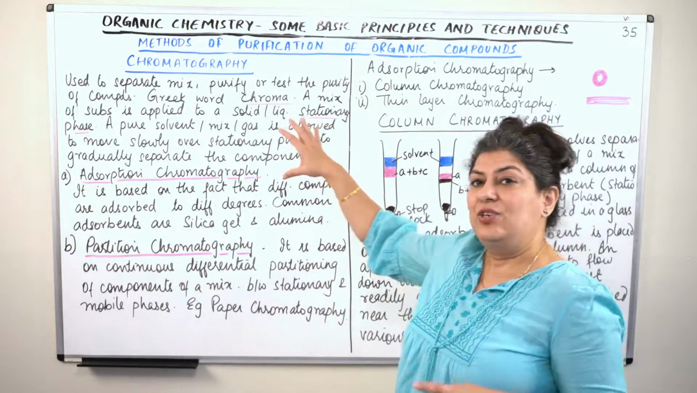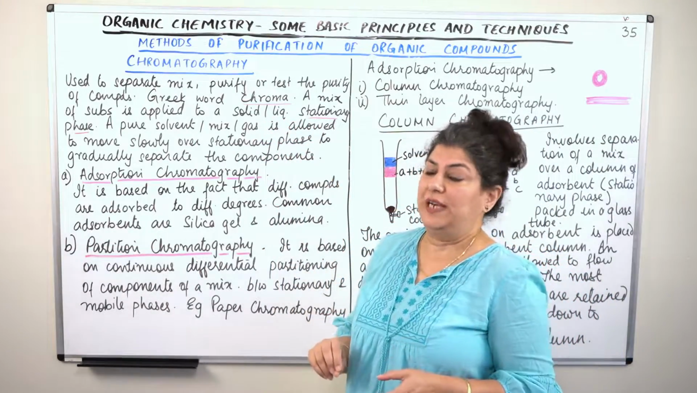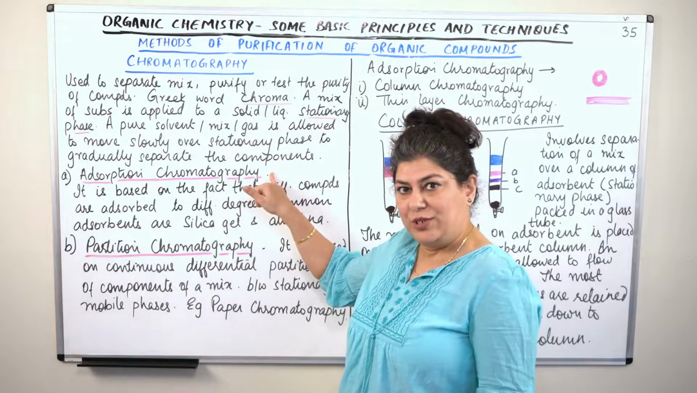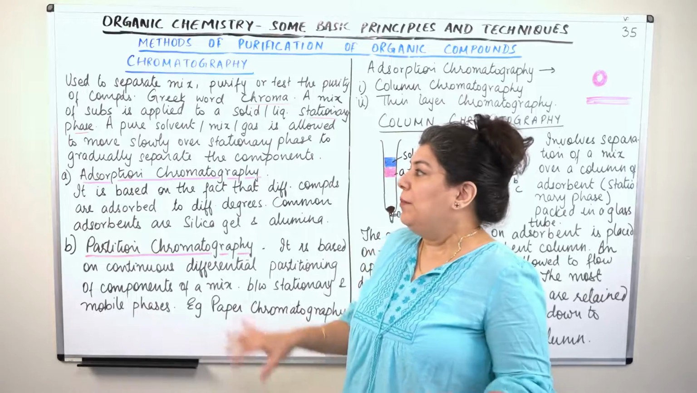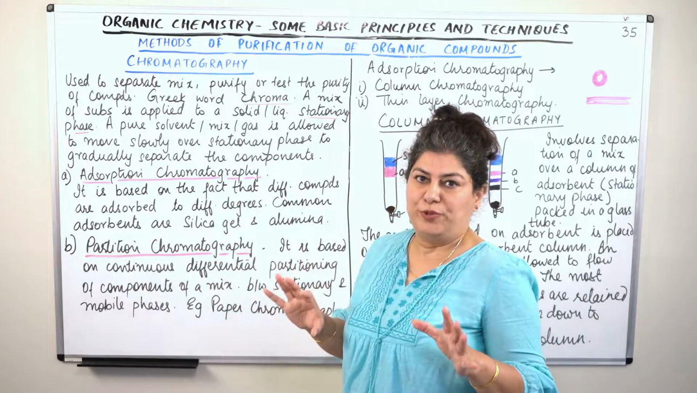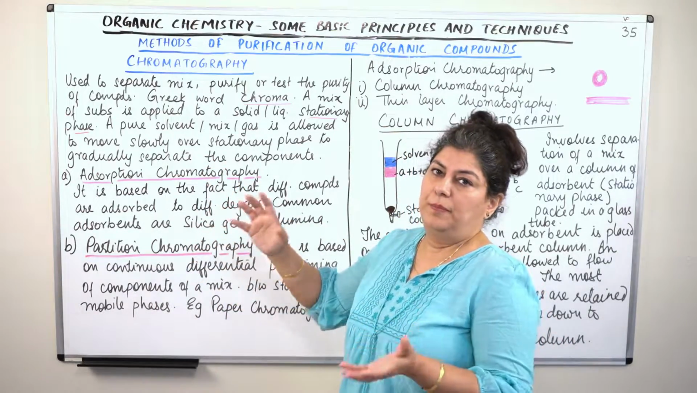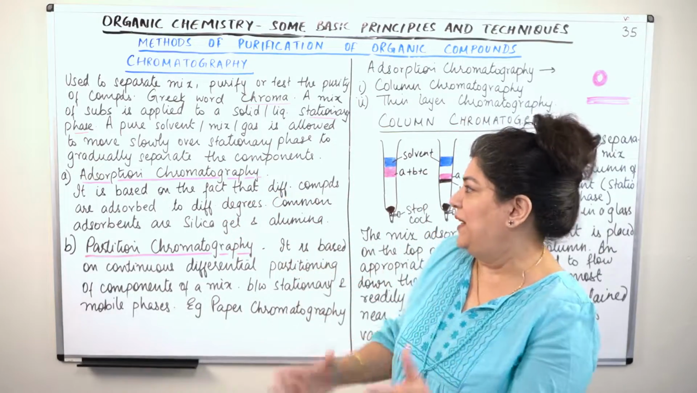Now, chromatography can be classified into two types. The first is adsorption chromatography, which I just explained to you, and the second is partition chromatography. Both of them are actually based on adsorption only. You will understand this as I explain it to you.